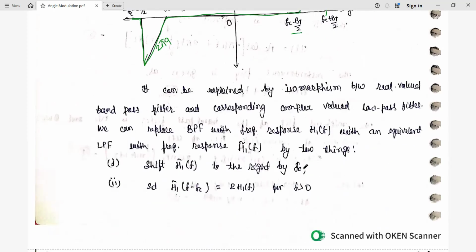This can also be explained with the help of real values. It passes through the band pass filters, and then we obtain the corresponding complex value through the low pass filters. Now we can replace these band pass filters with frequency response h1 of f with an equivalent low pass filter that is going to produce the frequency response h1 of f bar, or approximate.